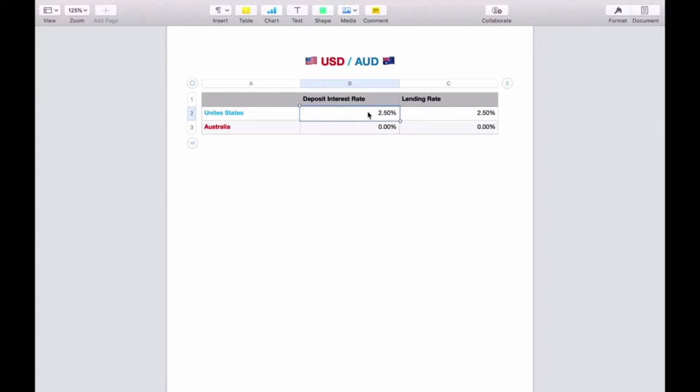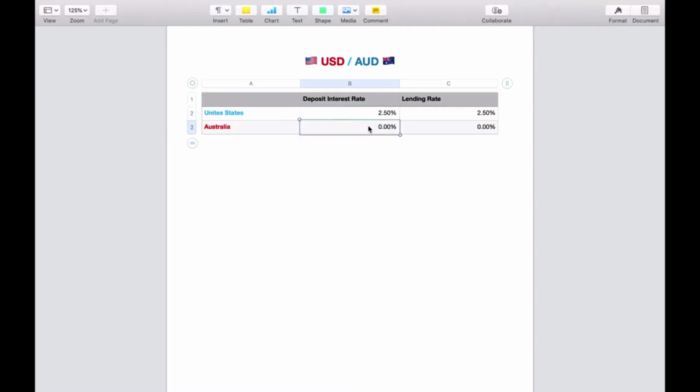So you have the deposit rate and the lending rate. Now, of course, usually the lending rate is slightly bigger than the deposit rate, but just as an example, we've set them at the same rate, obviously because a bank's always going to lend you at a higher rate than they pay you, so the bank makes money on the difference. But hypothetically, we're just saying 2.5%.